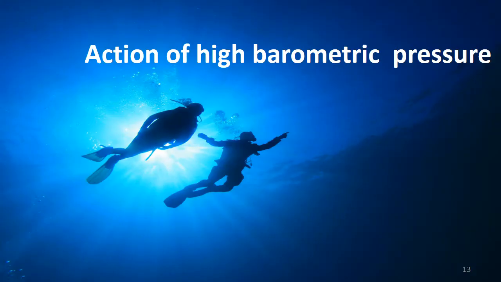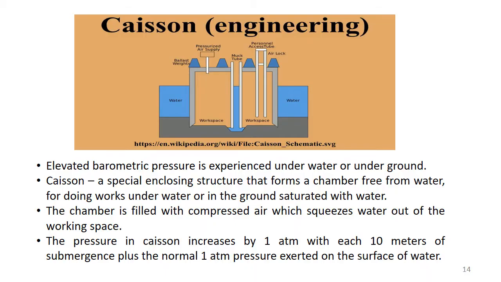Action of high barometric pressure. Elevated barometric pressure is experienced underwater or underground. Caisson is a special enclosing structure that forms a chamber free from water for doing works underwater or in the ground saturated with water. The chamber is filled with compressed air which squeezes water out of the working space.